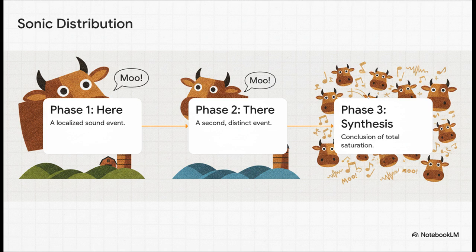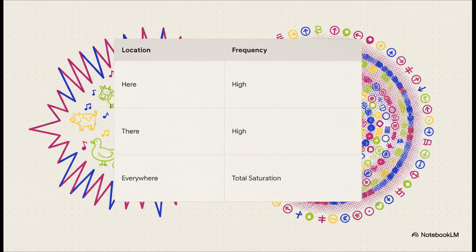And then phase 3 is where it all comes together. The big conclusion, based on the data. Everywhere a moo-moo. Total saturation. And if you actually chart this information, you can see the quantifiable data that's just embedded right in the verse. The pattern is so clear. The frequency of the sound is high here, and it's equally high there. So, the conclusion? Total saturation.